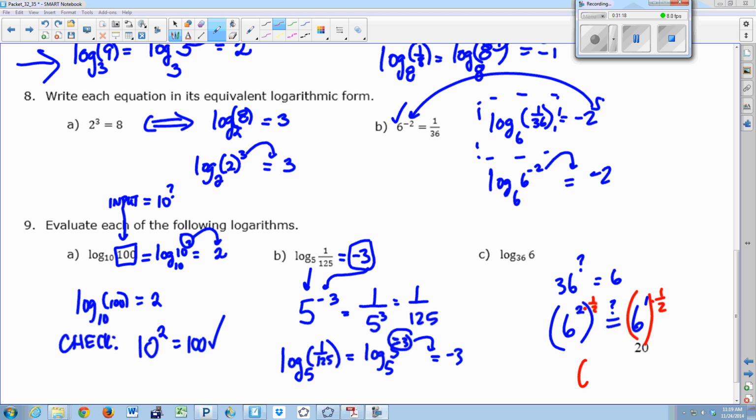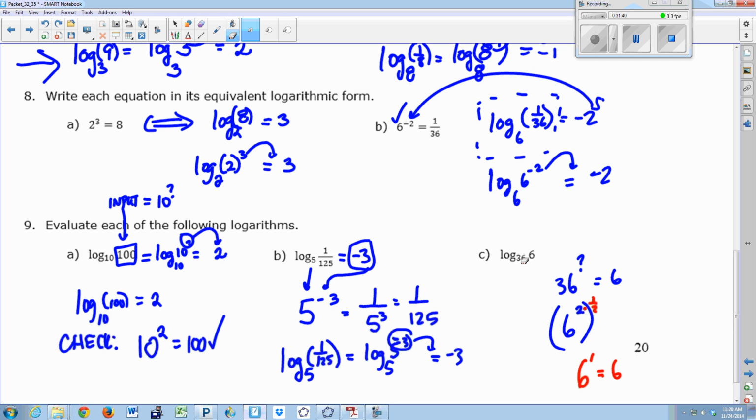So this is 6. What did I do here? I'm really messing up today. Yeah, it's 6 squared. I want it to come out to be 6 to the first. So I have to take the 1/2 power here, and that's equal to 6. So I have to take the square root of 36 in order to get 6. I was just trying to show you another way in case you forgot.